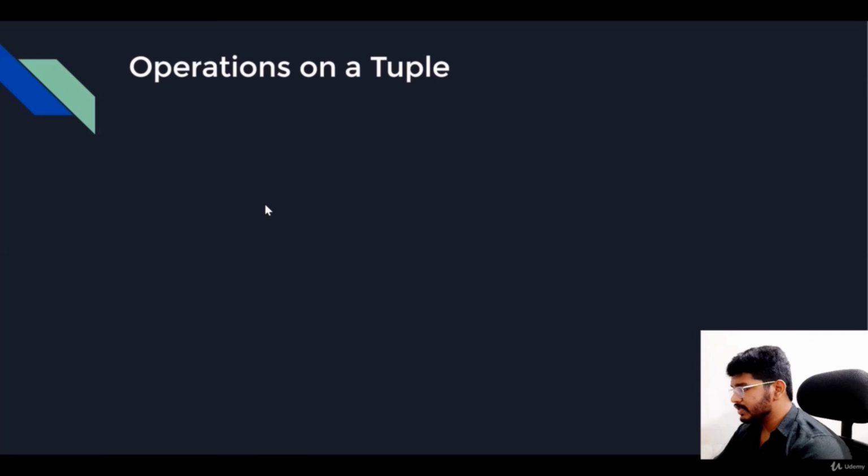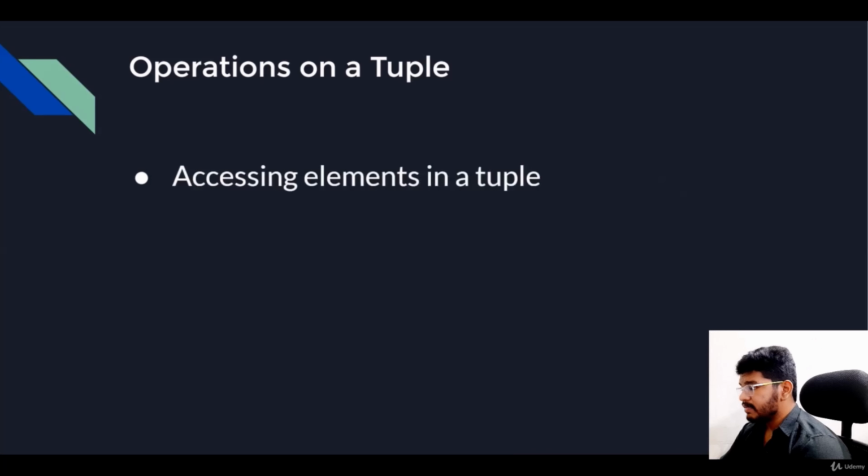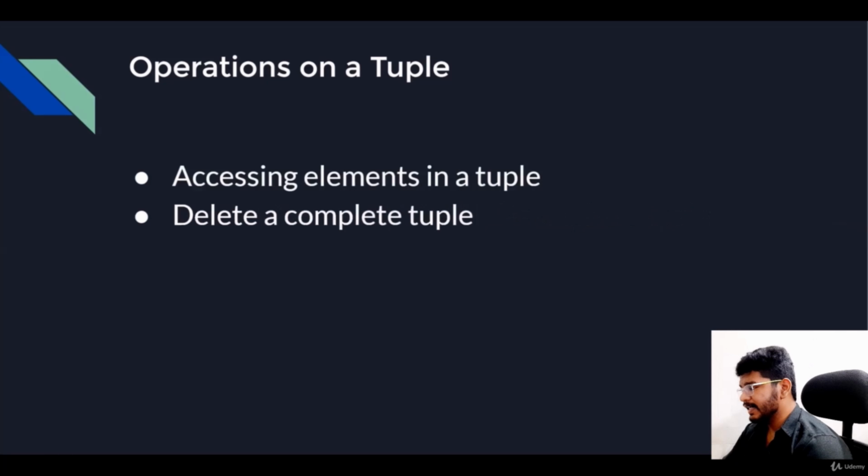So here I will see what operations we can perform on a tuple. We can access an element in a tuple. We can delete a complete tuple. Like in a list, we have so many other options, like we can modify a particular element using an index, we can sort it, we can reverse it. But in tuples we cannot do all such operations because a tuple is immutable. That means we cannot change the values of a tuple. We can only access the values, or we can delete the complete tuple. So these are the two operations which are available.